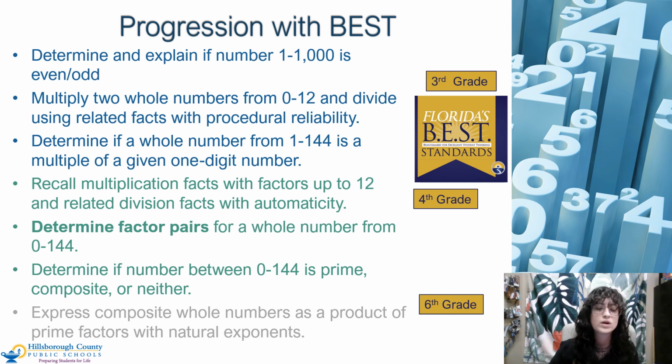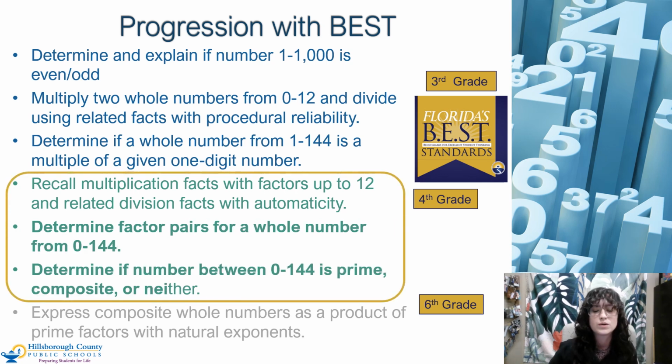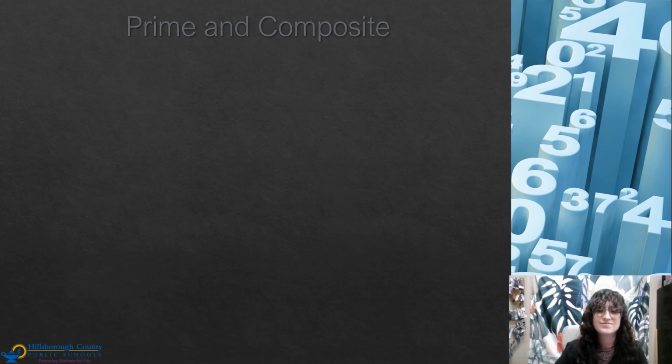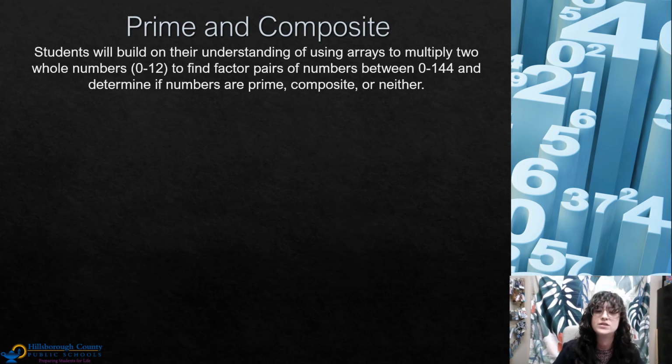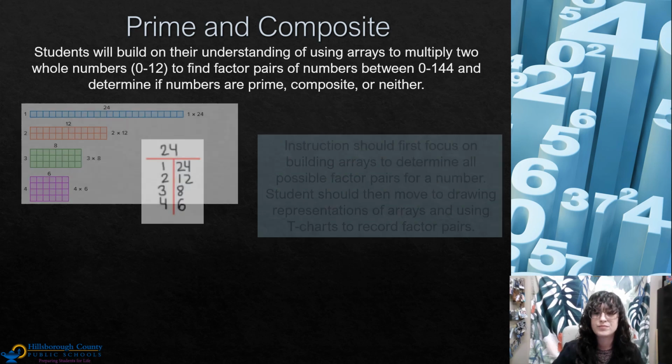In this video, we're going to focus on these bolded statements, finding factor pairs as well as determining if a number is prime, composite, or neither. In 4th grade, students are going to build on that understanding of using arrays to multiply two whole numbers between 0 and 12 to find the factor pairs of numbers between 0 and 144. Students will also use these arrays to determine if numbers are prime, composite, or neither.